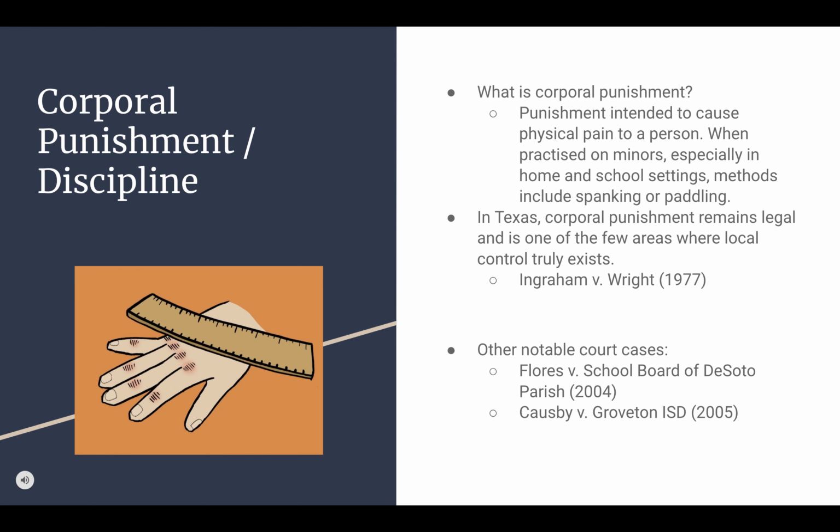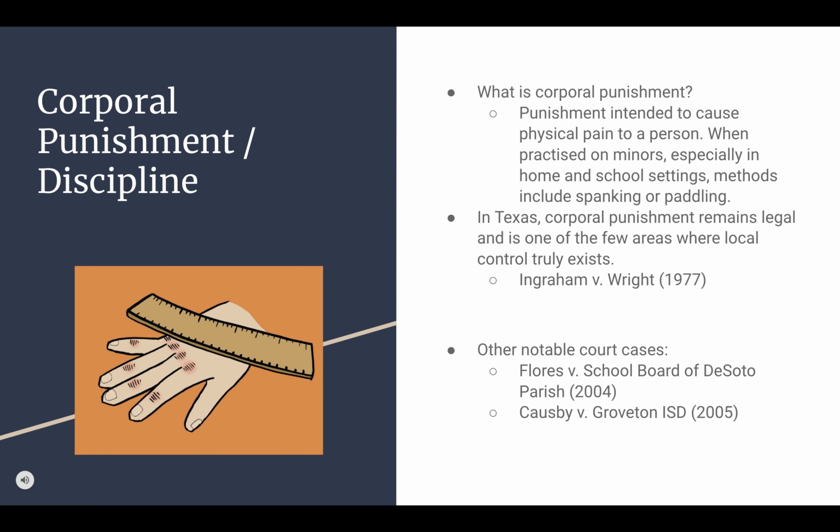Finally, we'll be discussing corporal punishment and discipline. Corporal punishment is punishment intended to cause physical pain to a person. When practiced on minors, especially in home and school settings, methods include spanking or paddling.